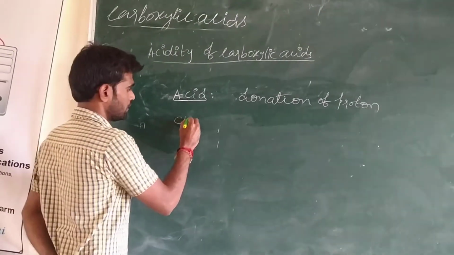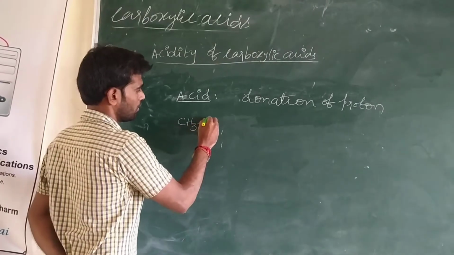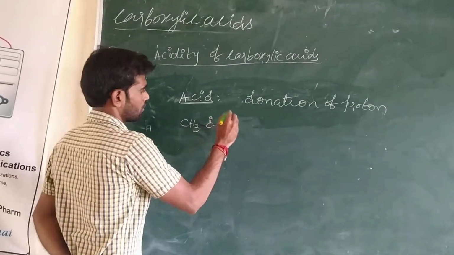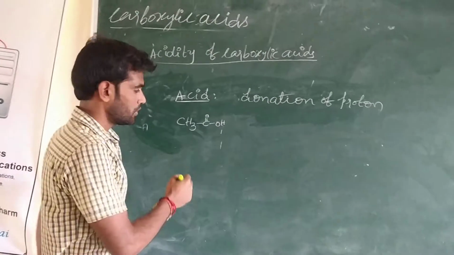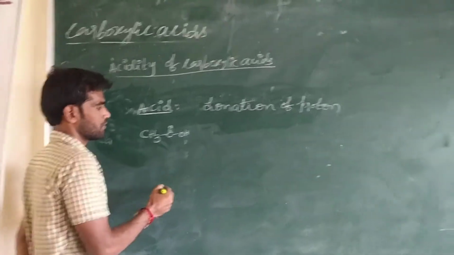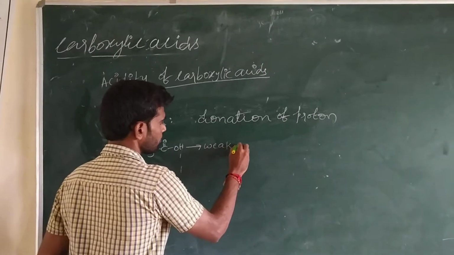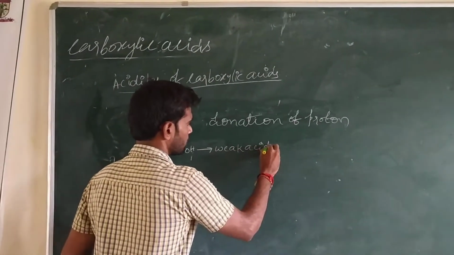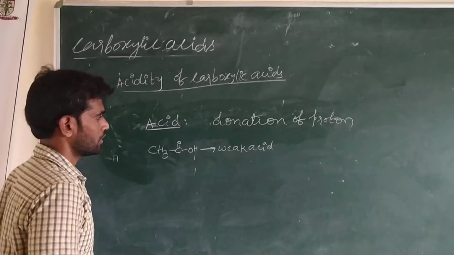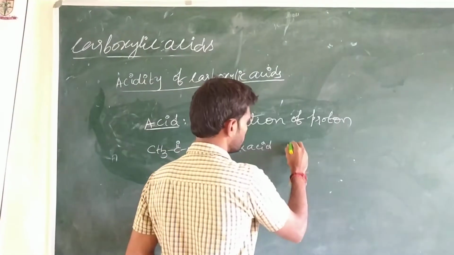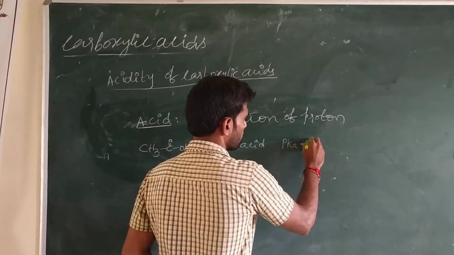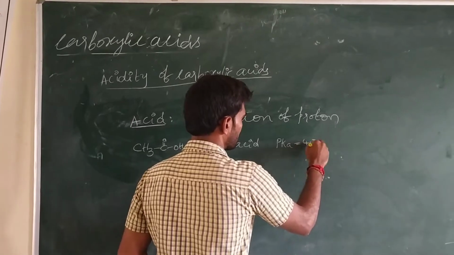Here, I have taken acetic acid as an example for the carboxylic acid. Acetic acid is a weak acid, and its pKa value is 4.7.